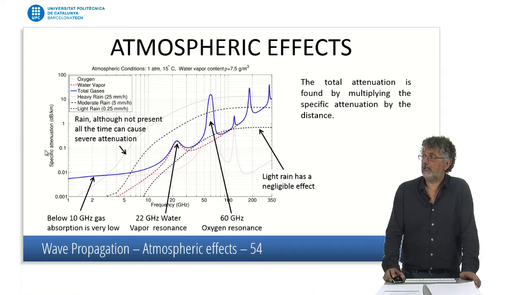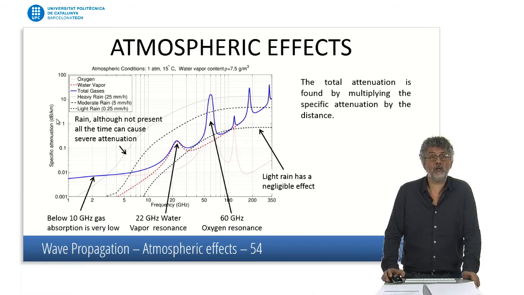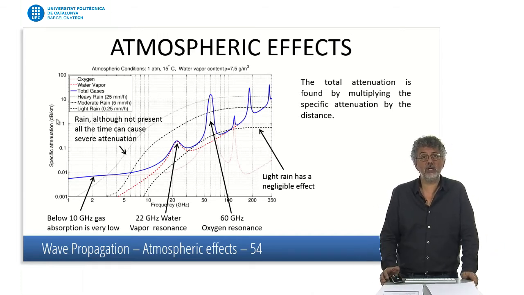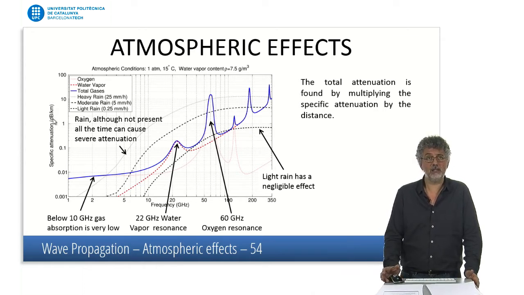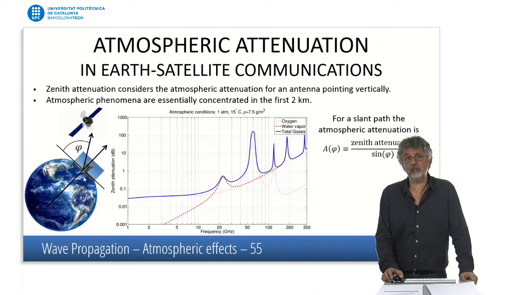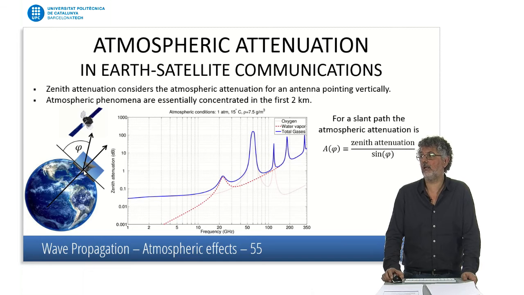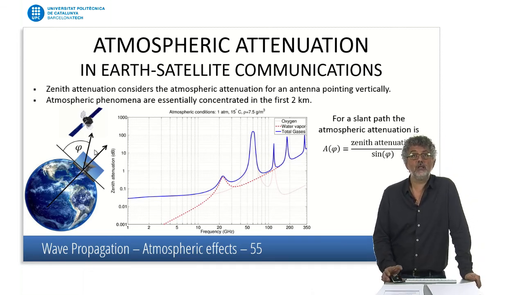Now, this specific attenuation expressed in dB per kilometer can be used if we are using a certain radio link above the ground. If we're covering a distance of 10 kilometers, then we just have to multiply that specific attenuation by the distance. What happens with Earth to satellite communications? Well, in that case, as I said before, the effects of the atmosphere are just important in the first 2 kilometers.